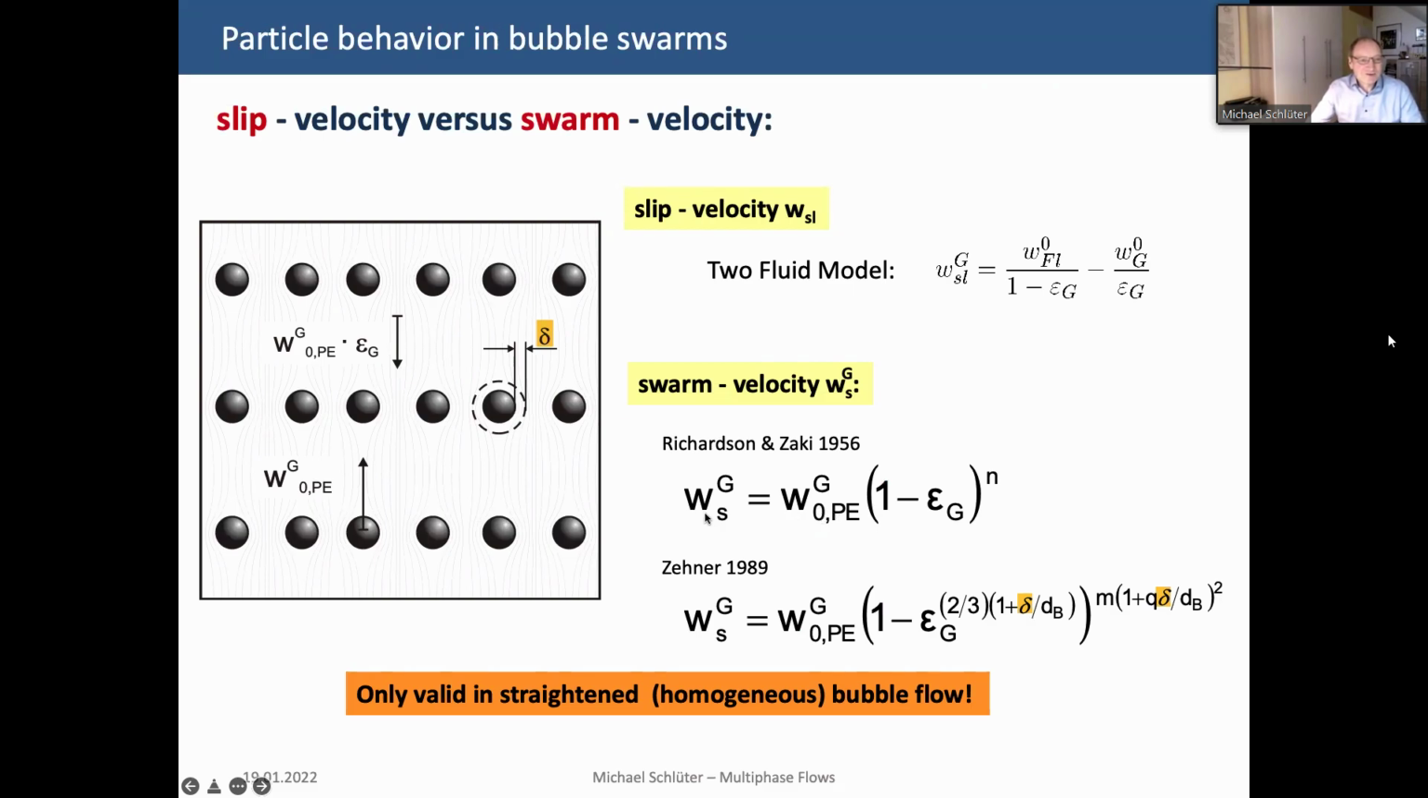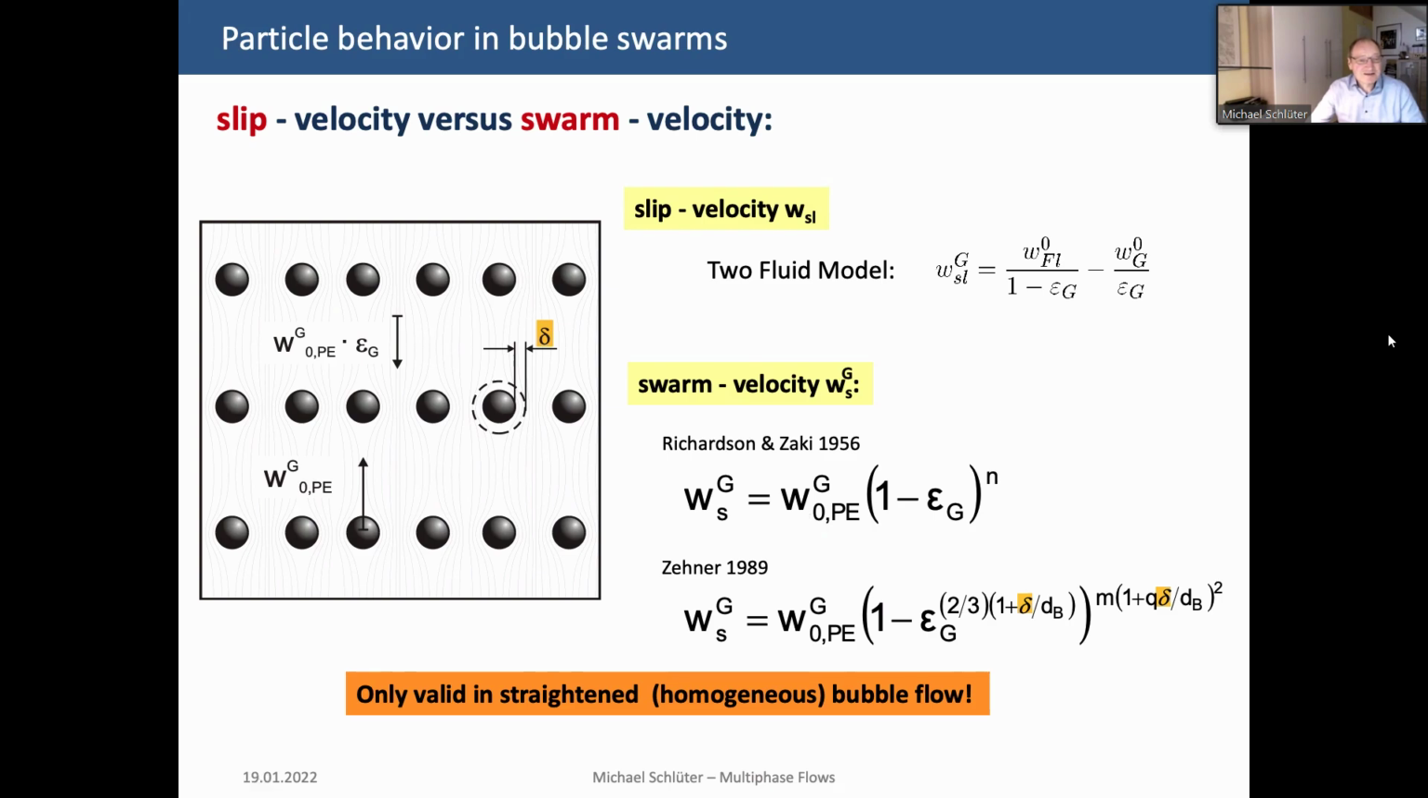And so what we see here is S is for the swarm. This is a swarm velocity, and G means the gaseous phase. So this is the swarm velocity of the gaseous phase. And here we have the velocity of the gaseous phase as well, but 0 means here we have no gas hold up, so this is without gas. And for the single particle, so this PE means a single particle, and this is a single particle, let's say, superficial gas velocity.